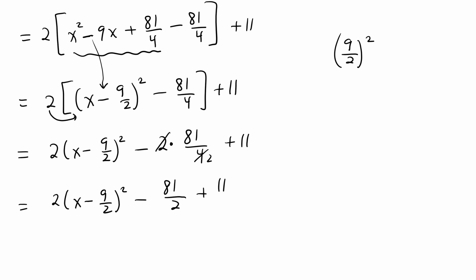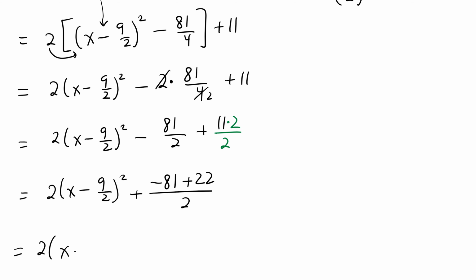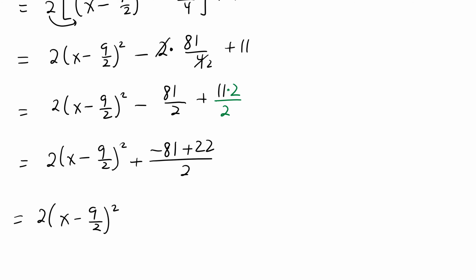So what we can do here is find a common denominator, which is 2. So you multiply 11 by 2 as well. Keep this the same. Plus, let's say, negative 81 plus 22, as you can see. And what does that give us? 2 times x minus 9 over 2, all squared. Combine these two, that gives us negative 59 over 2.